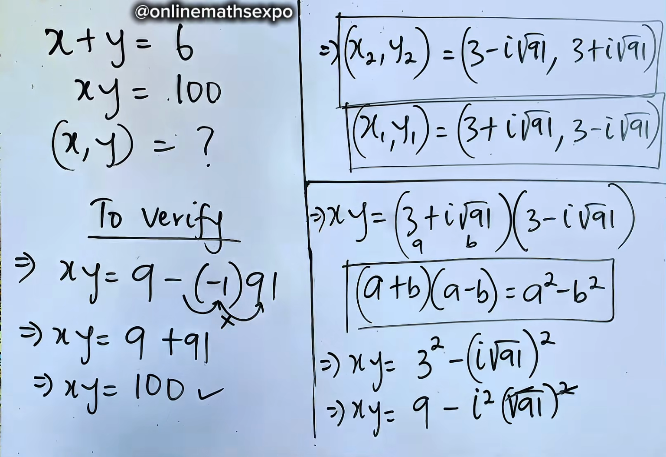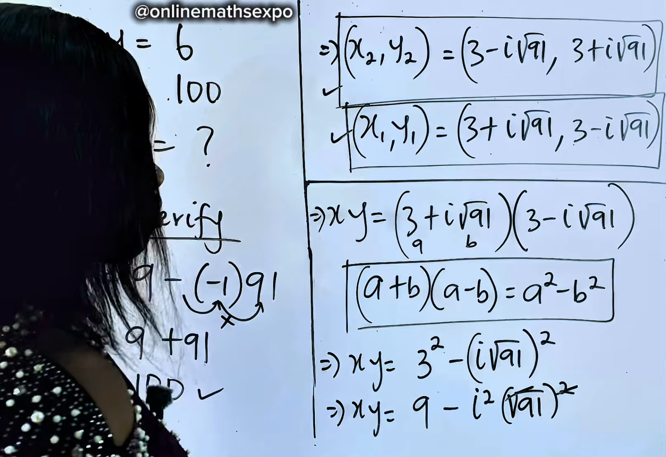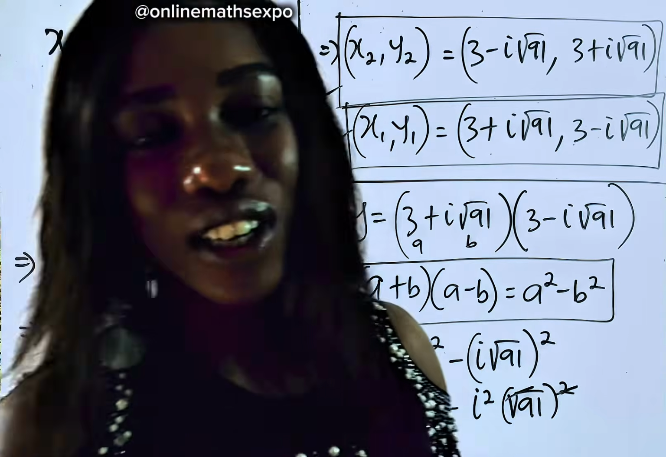So what does it mean? It means that these sets we have for the x and y values are absolutely correct.